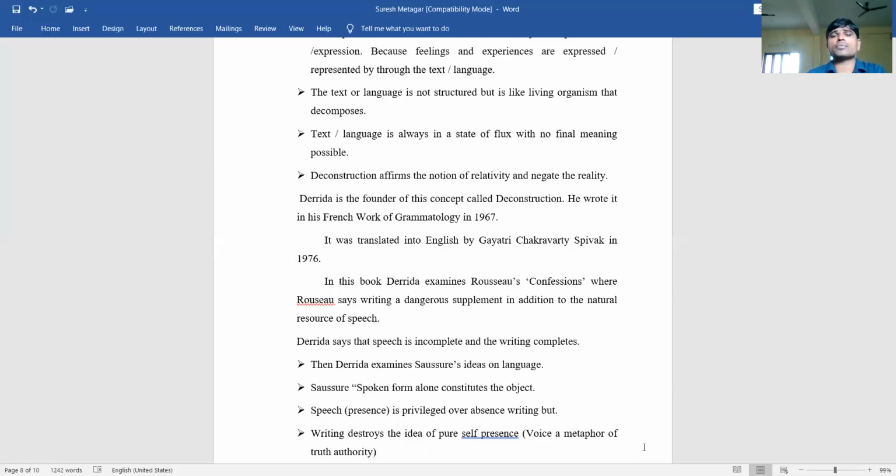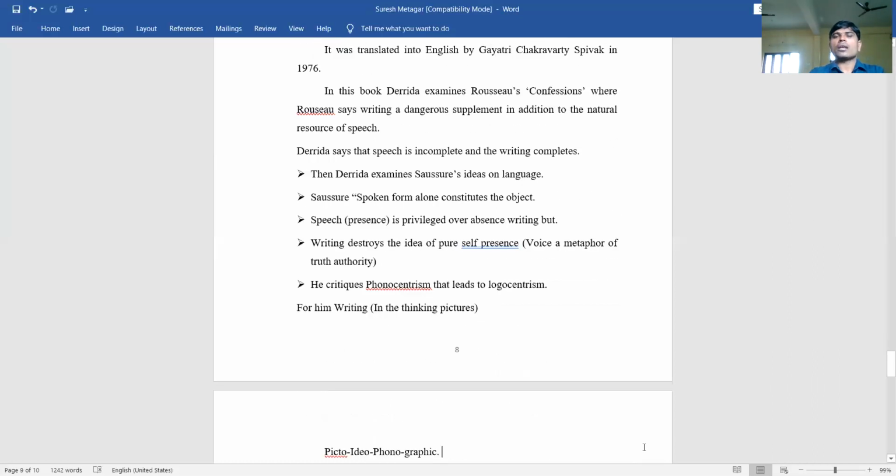And Derrida is the founder of this concept called deconstruction. He wrote it in his French work called Of Grammatology in 1967, and it was translated into English by Gayatri Chakravorty Spivak in 1976. I would like to concentrate on this work because it is very important. In this book, Derrida examines Rousseau's Confessions, where Rousseau says that writing is a dangerous supplement in addition to the natural resource of speech.